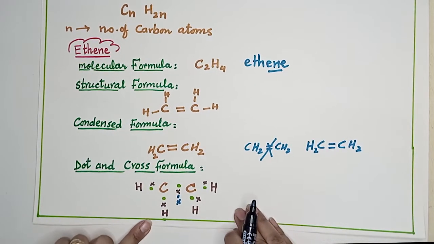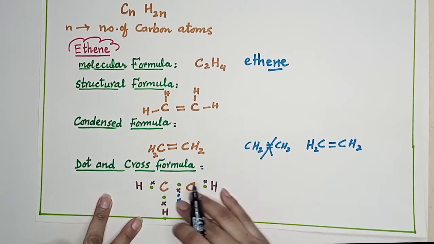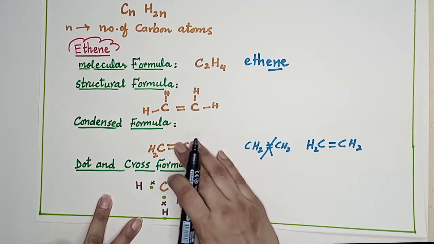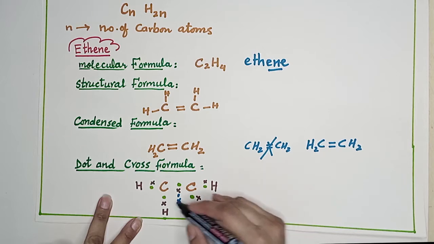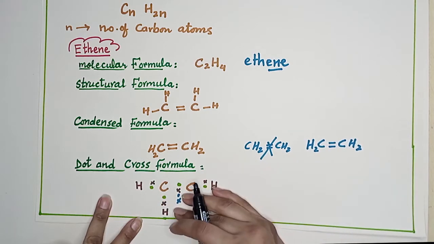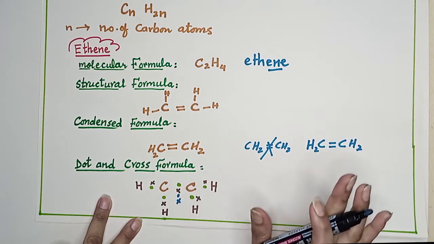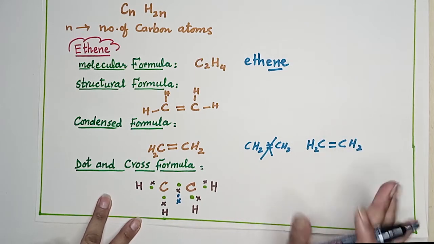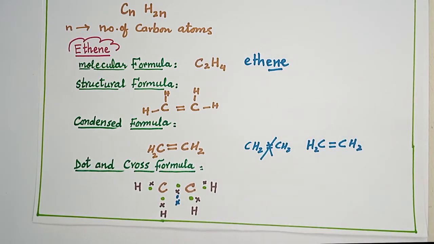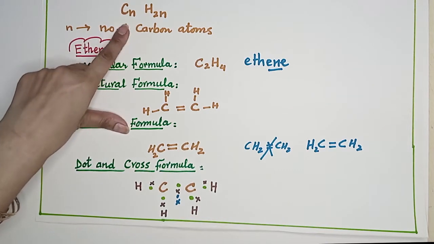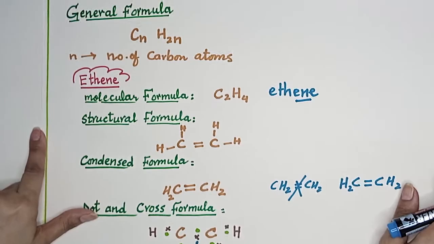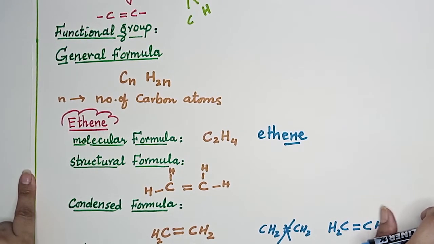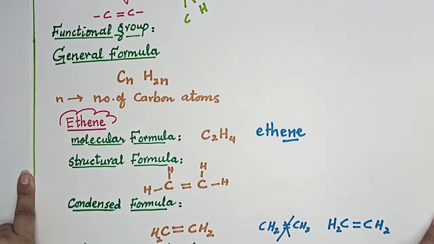So in the dot and cross formula, we will show the double bond, 4 electrons, 4 pairs are there with this, and 1 pair is here in this. So this is the dot and cross formula. So ethene, propene, butene, pentene, hexene, heptene, the whole series will be given like this. You can write the formula by putting the value of the number of carbon atoms in the general formula and get the rest of the formulas accordingly.